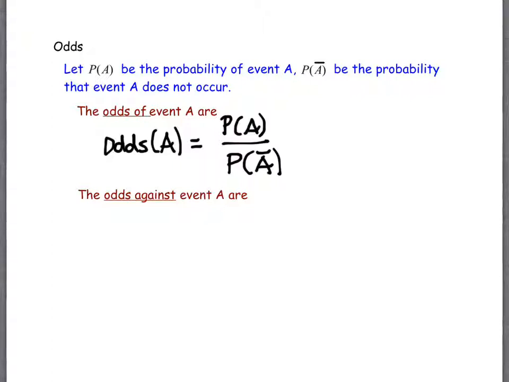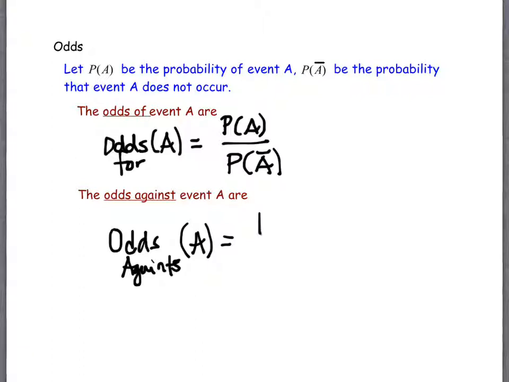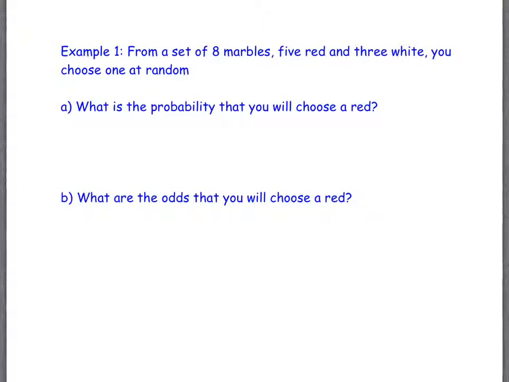Now, the odds against. This is the odds for up here, this is odds against down here. Well, you just flip the fraction upside down. It's the probability that it doesn't happen compared to the probability that it does. So we're going to do a real simple, quick example. We've actually seen this already. We did an example of this back in chapter 7 or 6, I can't remember which. We'll talk about that after we look at this example.